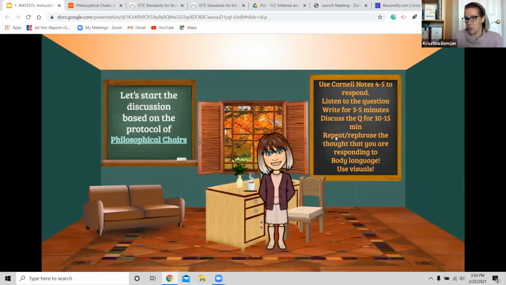And of course, using visuals. We want to be inclusive. We want to make sure that when we discuss a certain concept, people will understand what that concept is, because we use visuals to supplement what we say.